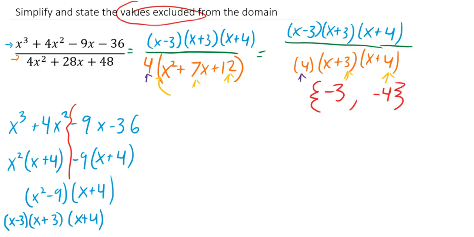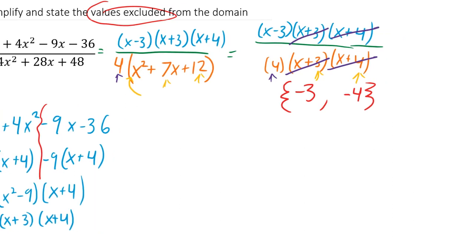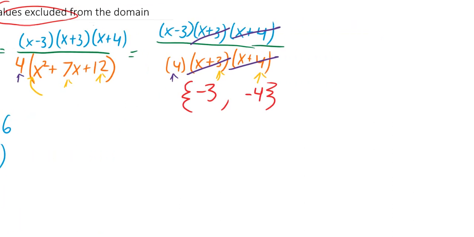Now I move on to simplifying. I have an x plus 3 and an x plus 3. I have an x plus 4 and an x plus 4. Oh goodness. That leaves me with just an x minus 3 on top and a 4 on bottom. That simplified kind of nicely.